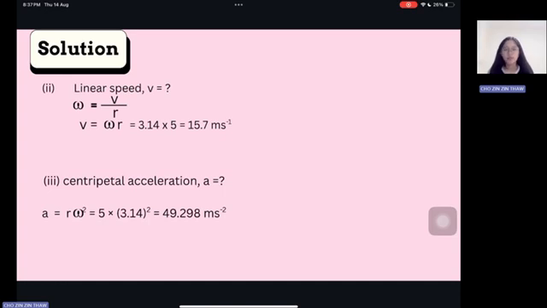For the third part, we need to find the centripetal acceleration. In this question, the passenger is constantly changing direction, which means there is an acceleration towards the center of the circle. This is called the centripetal acceleration. To find this, the formula we use is a equals r omega squared, where r is the radius of the circle and omega is the angular velocity of the wheel. So a is equal to 49.298 meters per second squared.